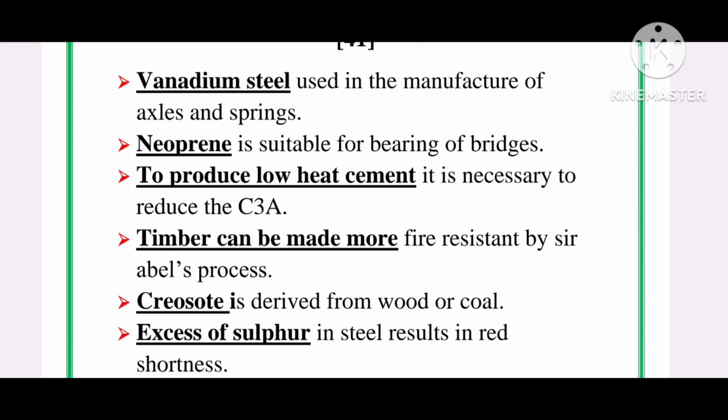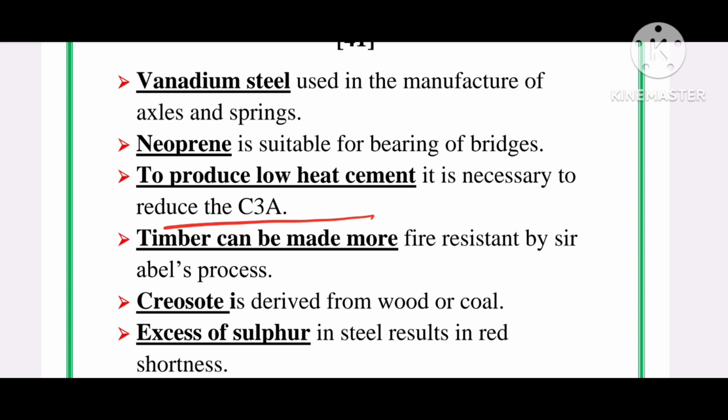Next point, vanadium steel is used in the manufacture of axles and springs. Next, neoprene is suitable for bearing of bridges. Next point, to produce low heat cement, it is necessary to reduce C3A.